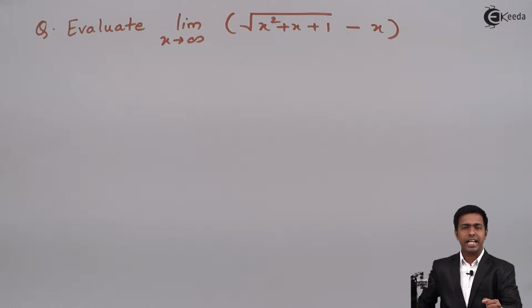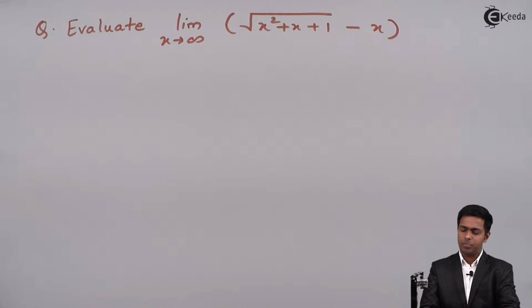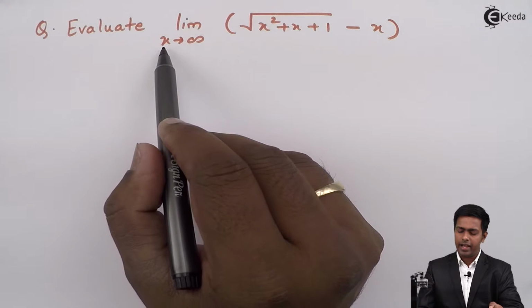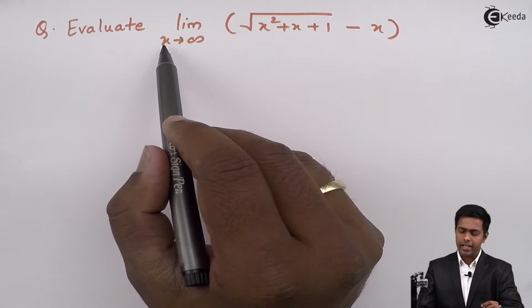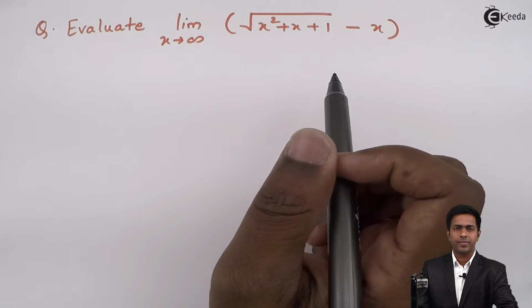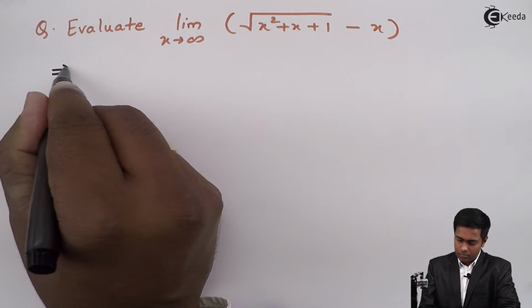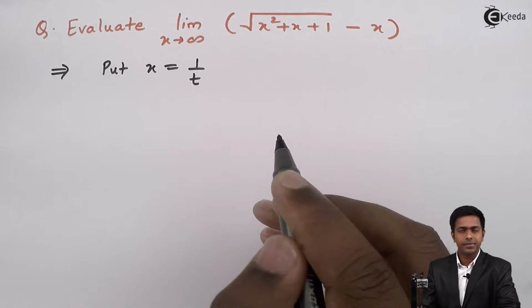Hello friends, so here in this problem we have to evaluate the limit as x tends to infinity of the square root of x square plus x plus 1 minus x. So before starting with the solution, if you observe the given limit, here we have x tends to infinity, and whenever we have an infinity limit, we substitute x as 1 upon t. So here I'll put x equals 1 upon t.